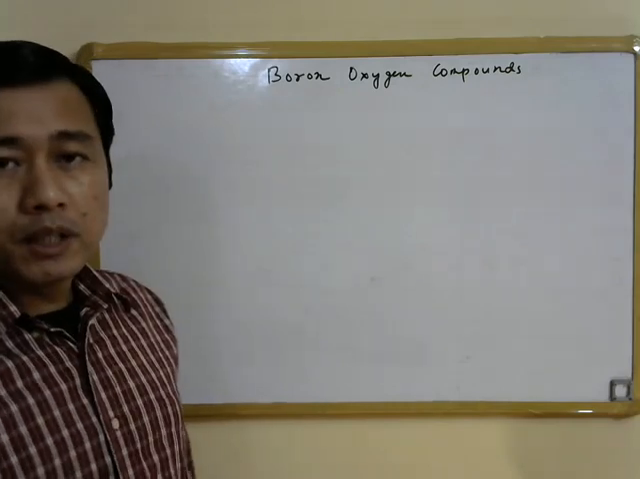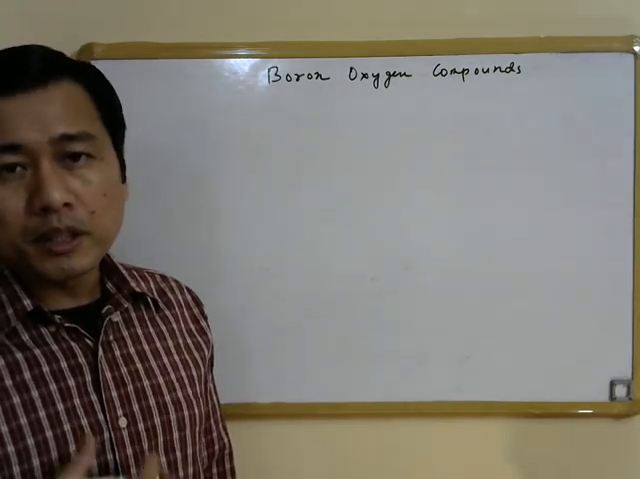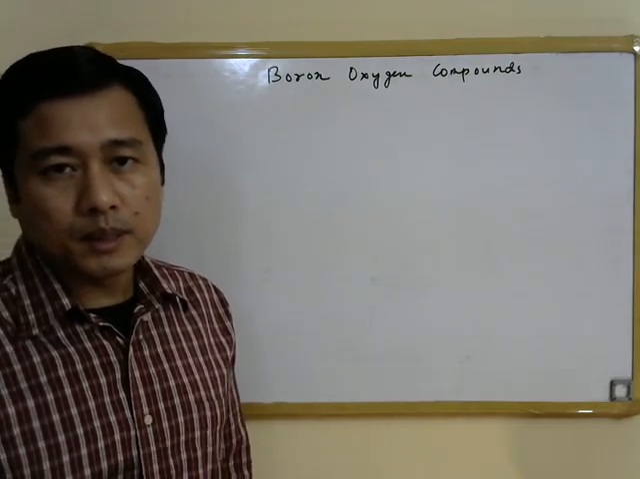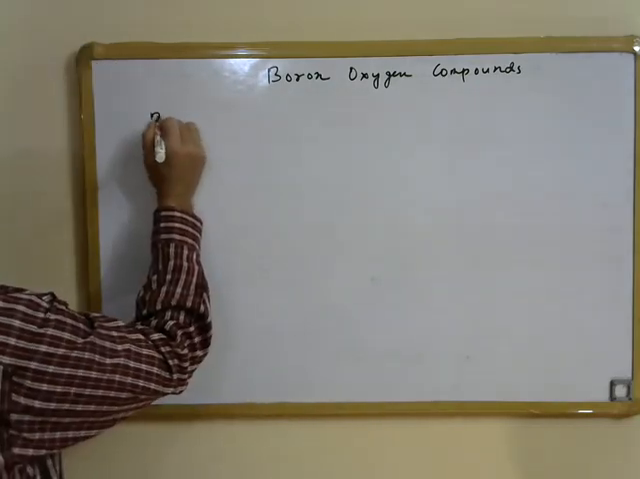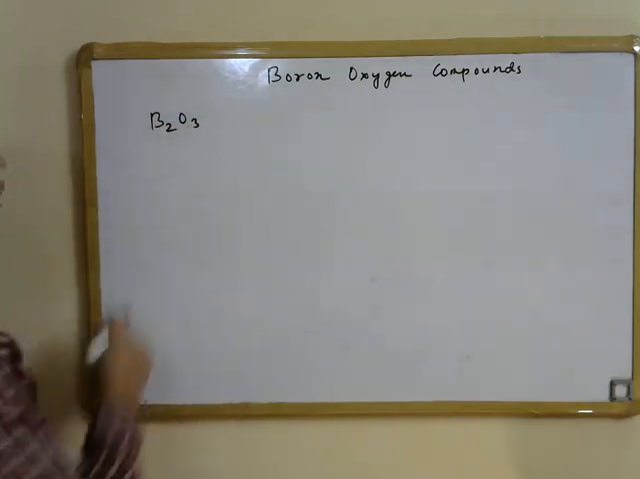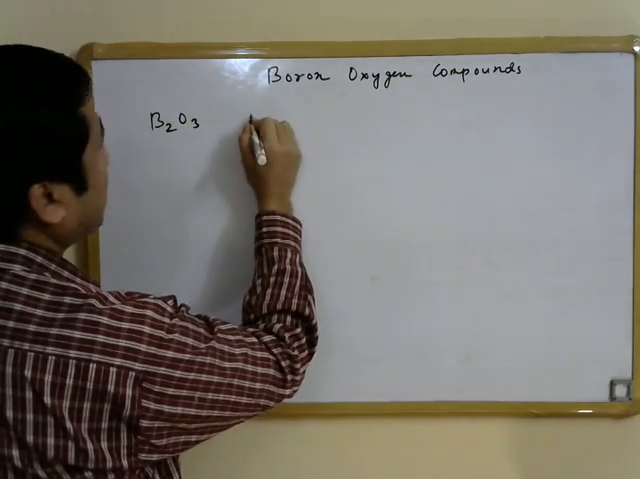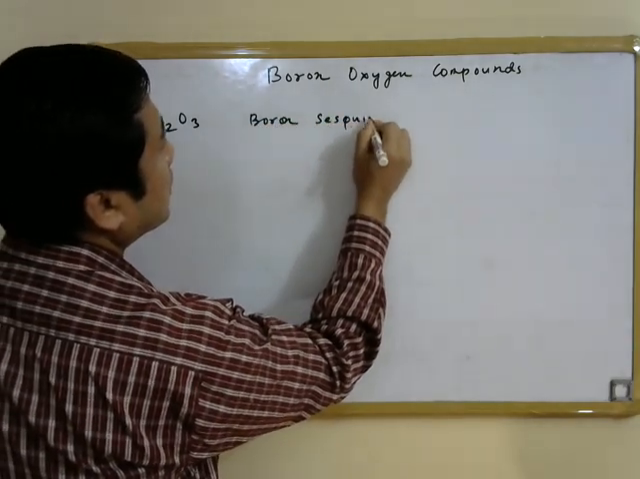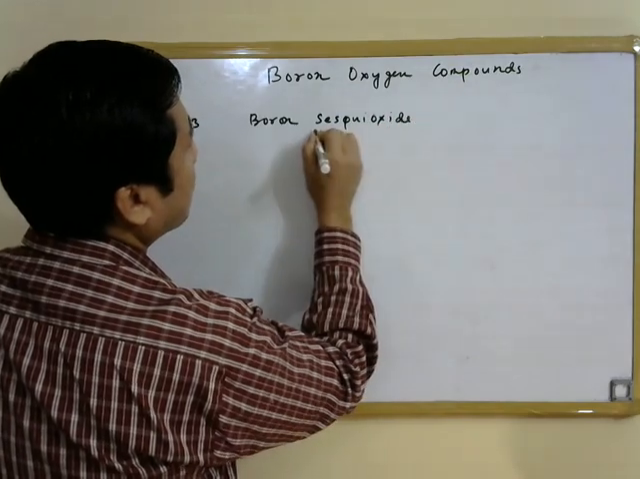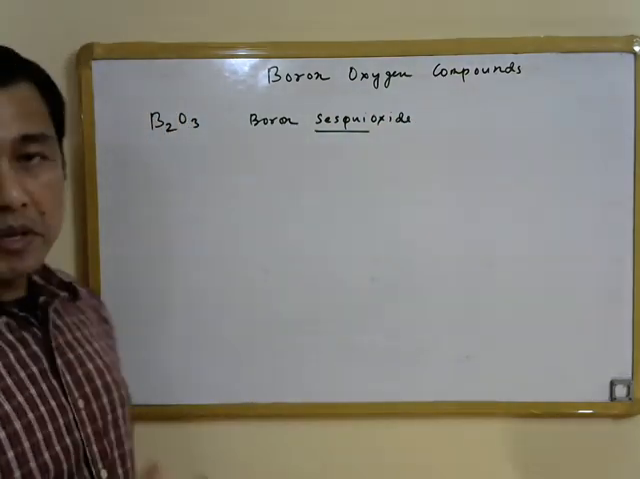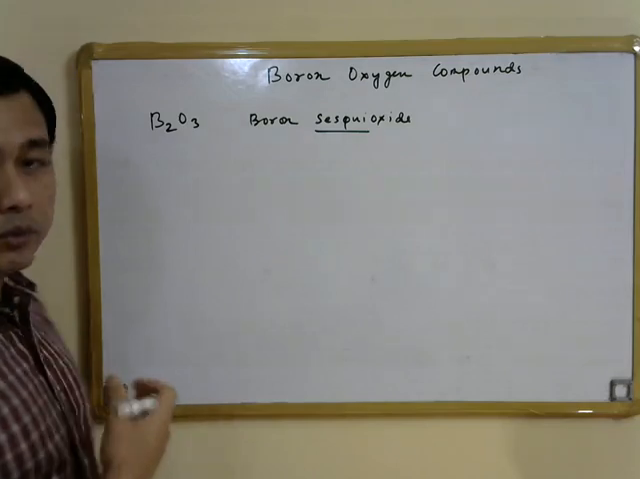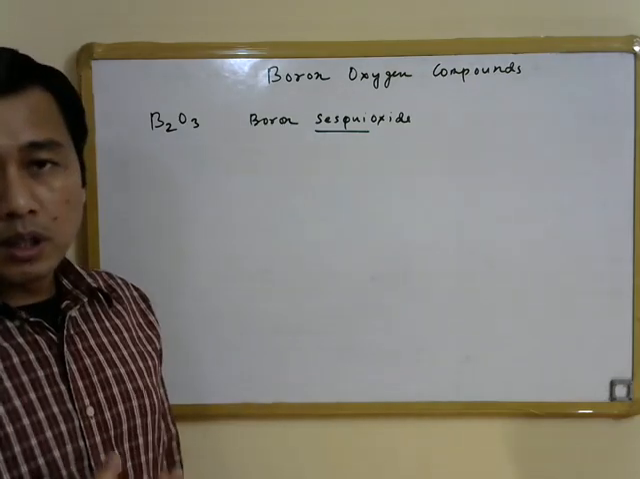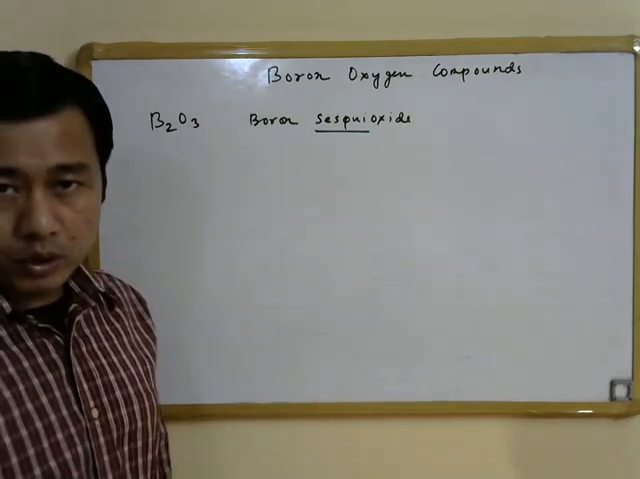So let us first begin with the oxides of boron, and one primary oxide of boron is B2O3. It is known as boron sesquioxide. The word sesqui here means 1.5 because for each boron atom here we have 1.5 oxygen, so we call this boron oxide boron sesquioxide.